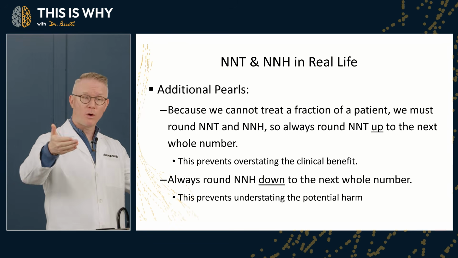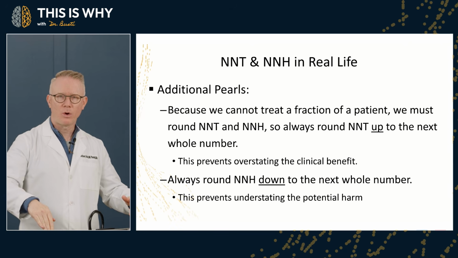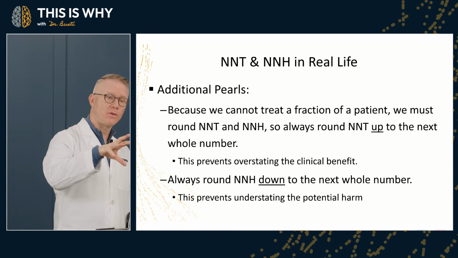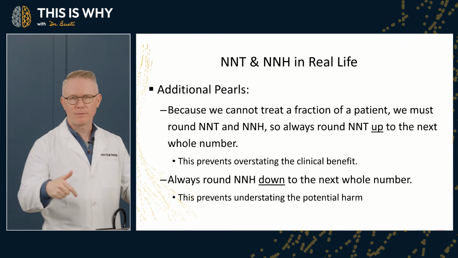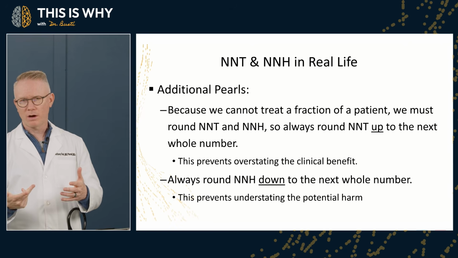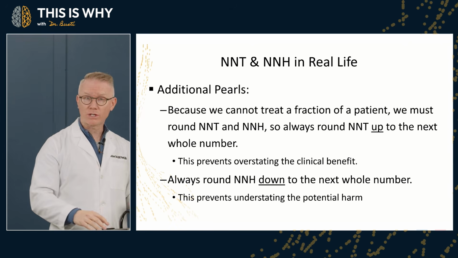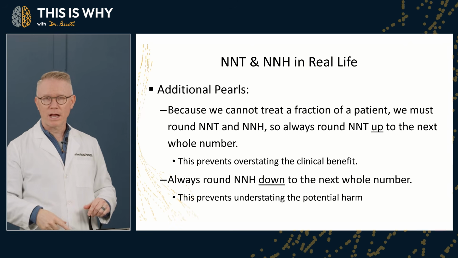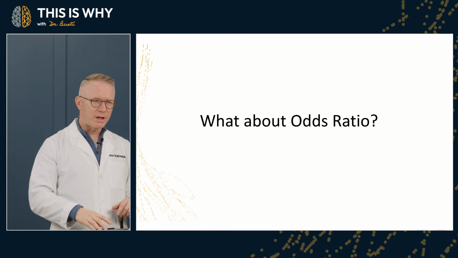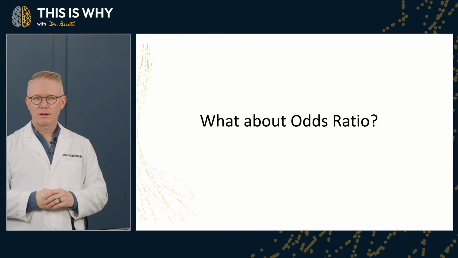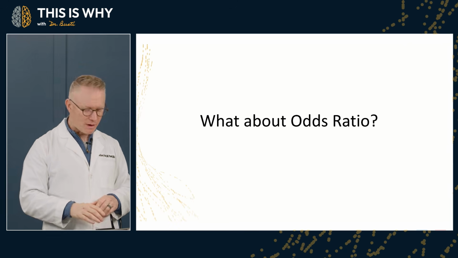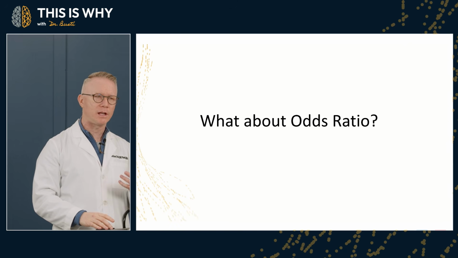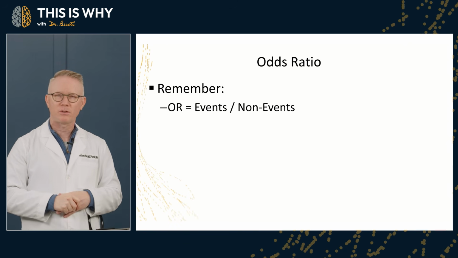Number needed to harm, you go down a whole number. And again, this prevents you from underestimating the potential harm. Again, those are great questions that show up, and you saw me get a little tongue-tied there in my own self, right? So it gets to be a little confusing. So make sure you have your mind wrapped around that. But that's what we do clinically. That's the appropriate thing. What about odds ratios?